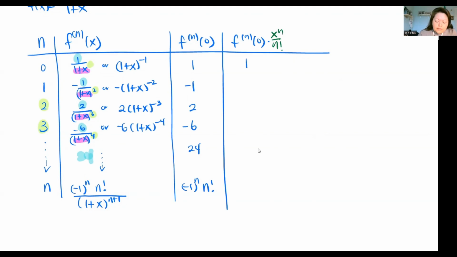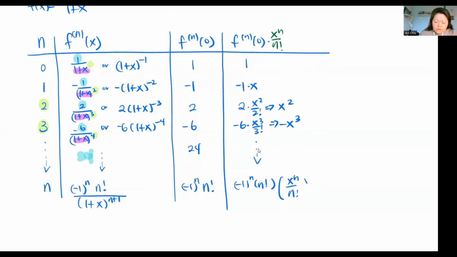So this is 1, this is negative 1 times x. This is 2 times x squared over 2 factorial, which is just x squared. You have negative 6 times x cubed over 3 factorial, which is negative x cubed, right? So what does that do? Well, that takes my coefficient from the previous column, multiplies it by x to the n over n factorial, and I clean this up. So I would get just negative 1 to the n, x to the n power, right?